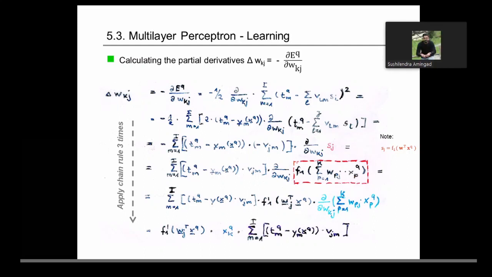Do we need to practice this derivation for exam purposes? Can you repeat? It was a bit low. Do we need to practice this derivation for exam purposes?